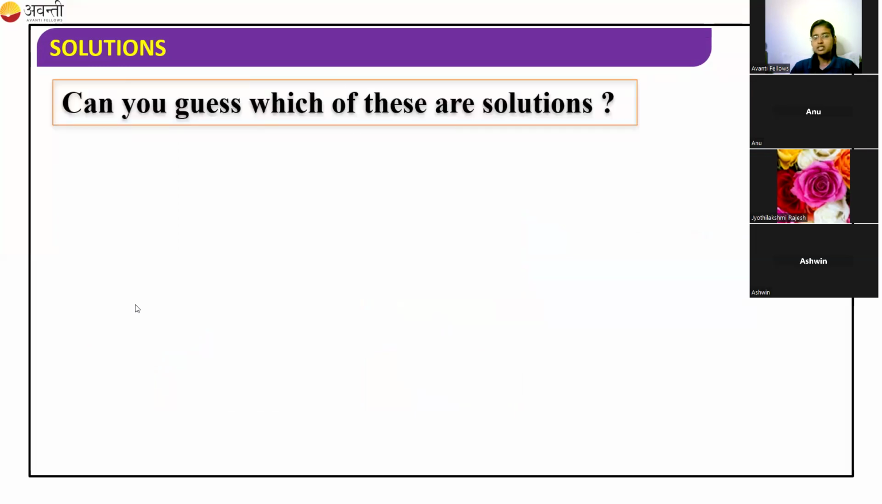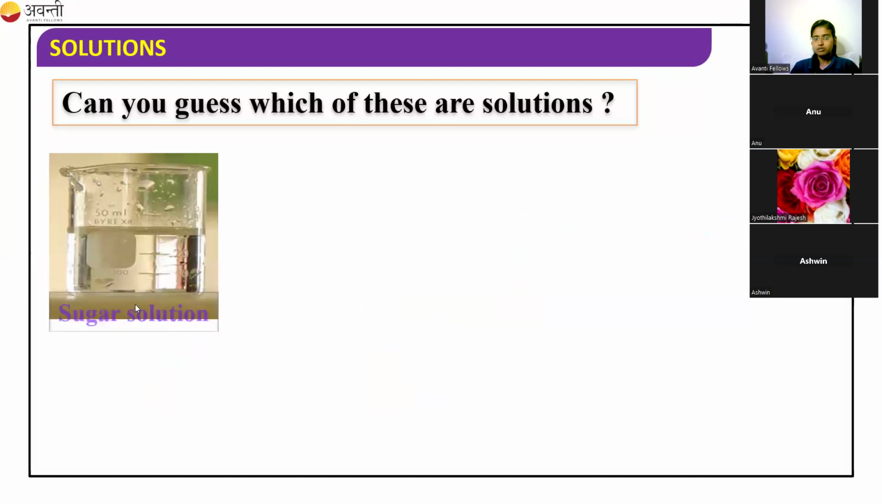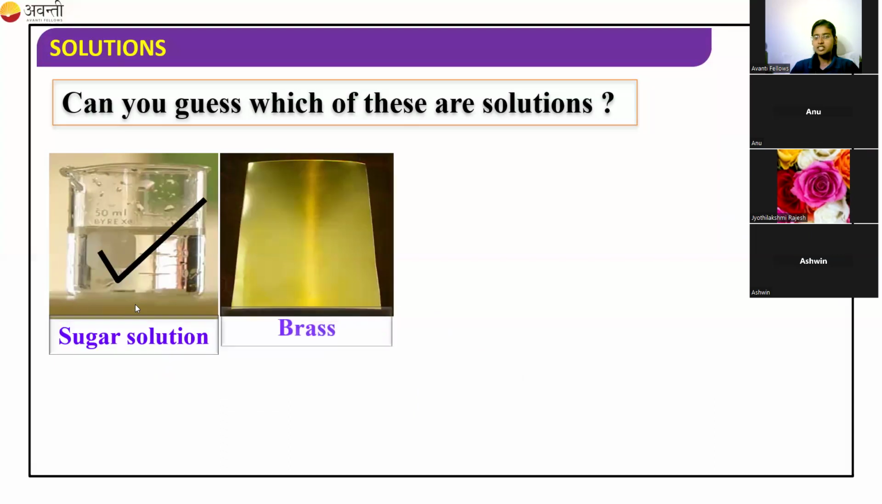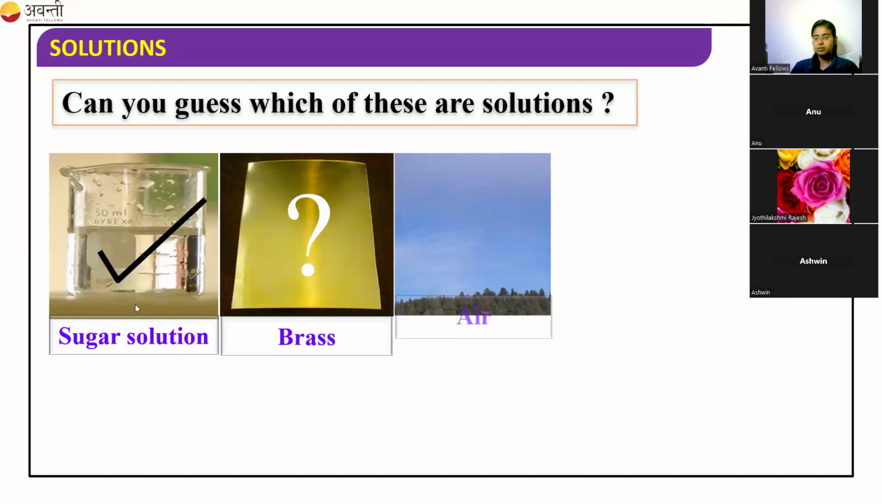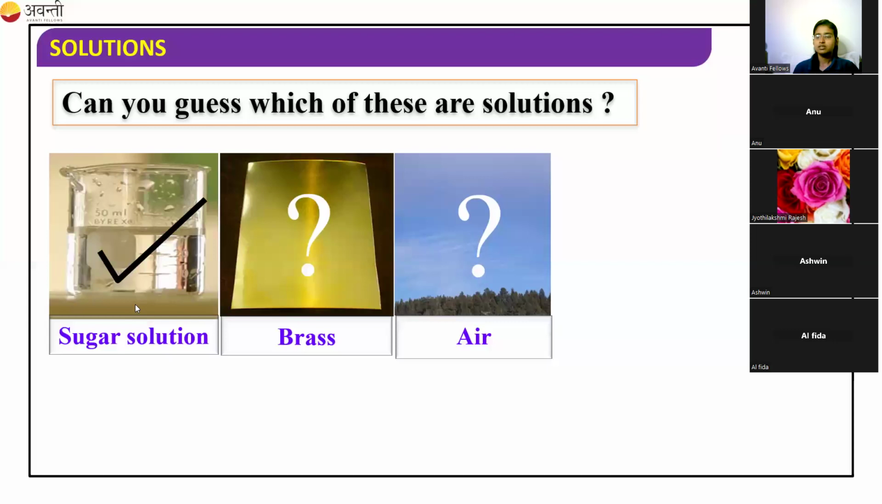Now, can you guess which of the following pictures I'm going to show you are solutions? The first is sugar solution. It is a solution, we all know. The next is brass, and you have to tell me whether it is a solution or not. The third picture is air. Now you tell me whether brass and air are solutions or not. What do you think?